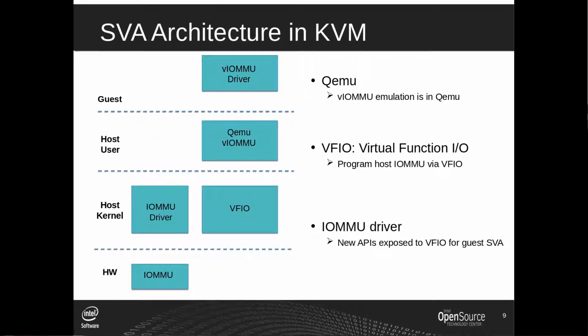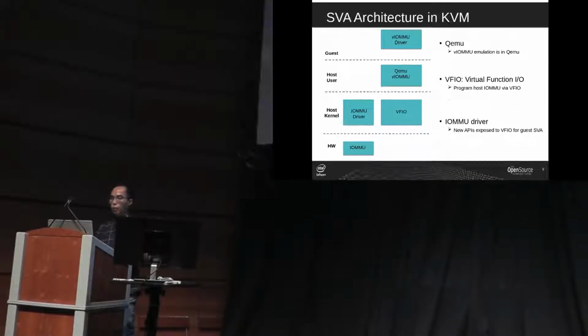Here is what the SVA architecture looks like in KVM. We have multiple modules affected to introduce this functionality, like QEMU, where we will have emulation logic, and VFIO, which programs the host IOMMU via the VFIO interfaces. Also, we have some new APIs exposed to VFIO in the IOMMU driver.